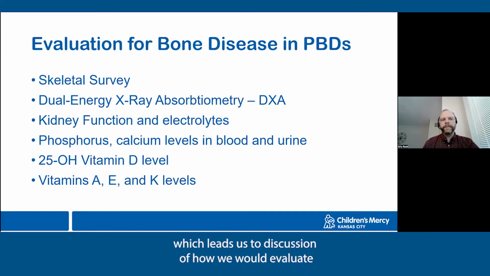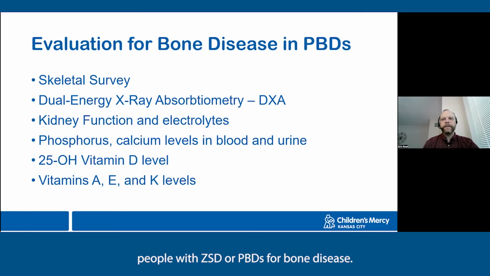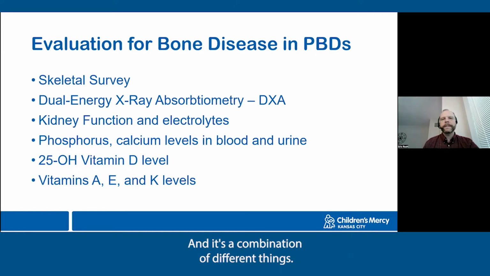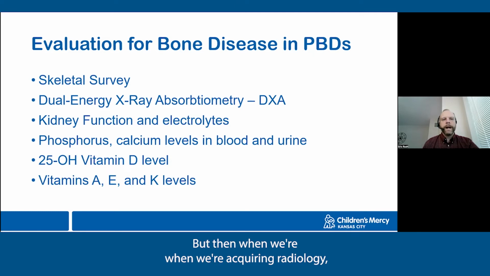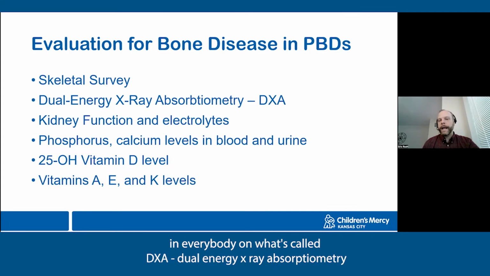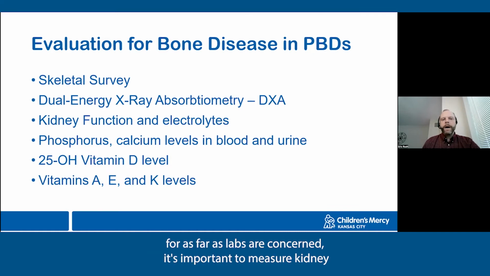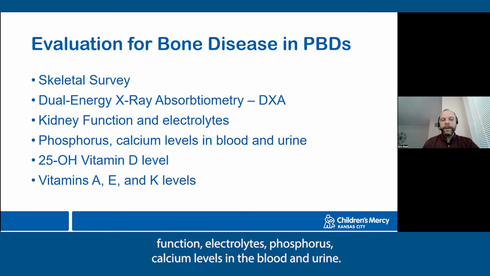Which leads us to a discussion of how we would evaluate people with ZSD or PBDs for bone disease, and it's a combination of different things. Obviously, a lot of it starts with clinical manifestations. It's important to take a careful history, do a careful physical exam. But then when we're acquiring radiology, we're interested in doing things like skeletal surveys. We want to do bone density, and we cheaply do bone density in everybody on what's called DEXA, or dual energy X-ray absorptiometry. As far as labs are concerned, it's important to measure kidney function, electrolytes, phosphorus, calcium levels in the blood and urine.